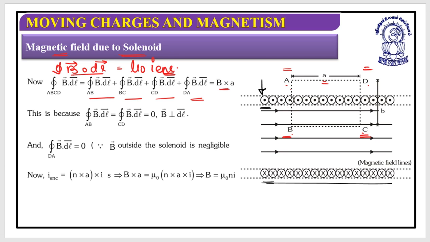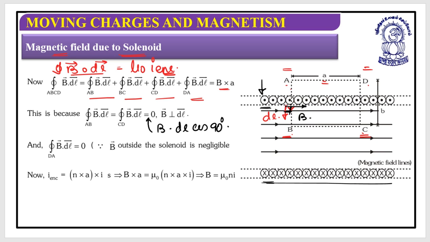For A to B, let's suppose dl is in this direction and the magnetic field is in this direction. As this is 90 degrees, it's B dl cos 90.